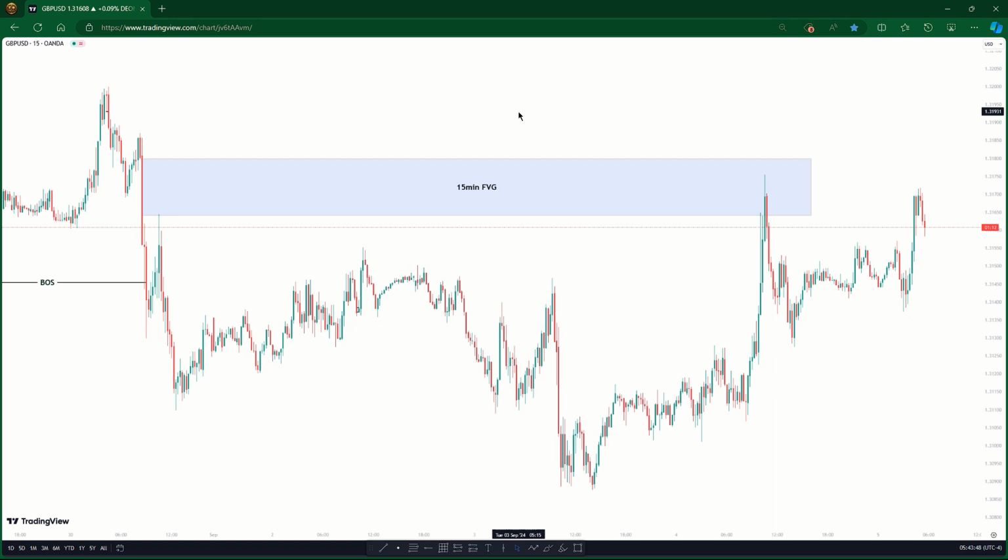All right, guys, so this is the GU on the 15-minute time frame. This is the traditional market structure mapping. Okay, so I'm not trying to talk about market structure mapping. I just want to show you why the market moves a certain way.